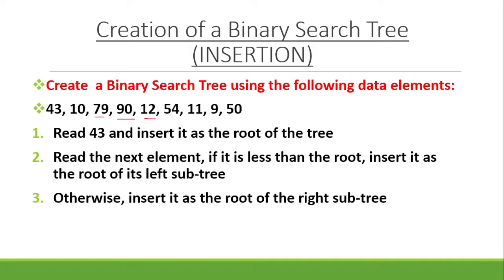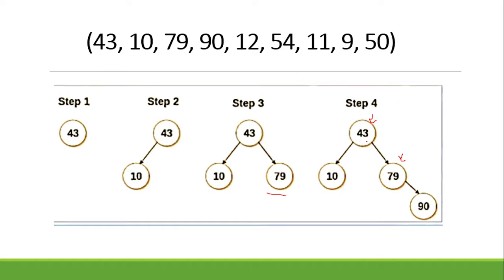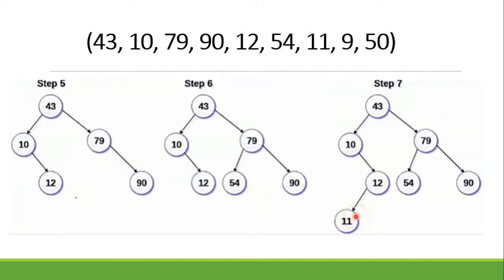Then the next node to be inserted is 12. So at this step, at step 4, 12 is incoming. Where should we enter that? Start from the root node 43. 12 is lesser than 43, so we know that 12 should move to the left subtree. Then I am at node 10. 12 is greater than 10, so it should be added here as the right child of 10. Why? Because 12 is greater than 10. So we added 12 as the right child of 10.